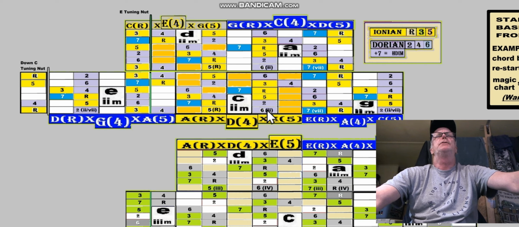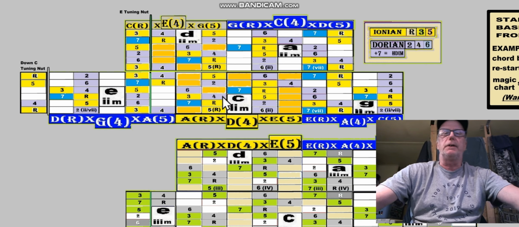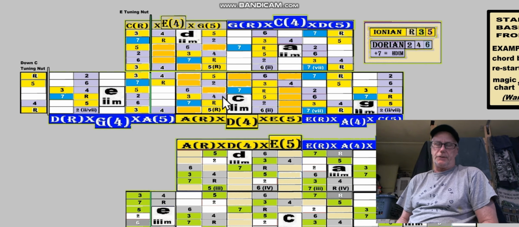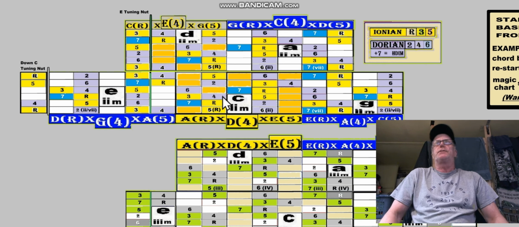Like here's a Dorian. It'd be a Dorian first and second inversion arpeggio. 6-2-4. Everything's in the key of C. All numbers relate to the key of C in this discussion, unless otherwise. If I say the relative, it's relative.